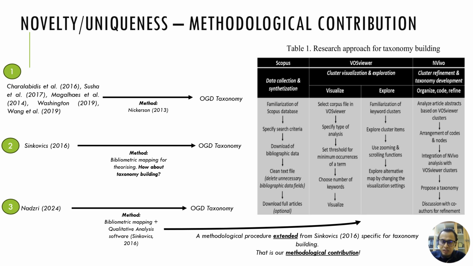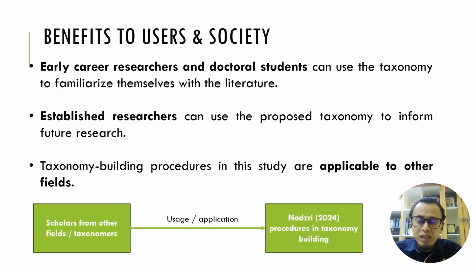We applied Sinkovic's 2016, but we focused more on taxonomy building. So that is when we come out with table 1, which is a process or step-by-step guide: how can you use bibliometric mapping to design a taxonomy of a particular domain? So we extended Sinkovic's research for that matter, and that is our methodological contribution.